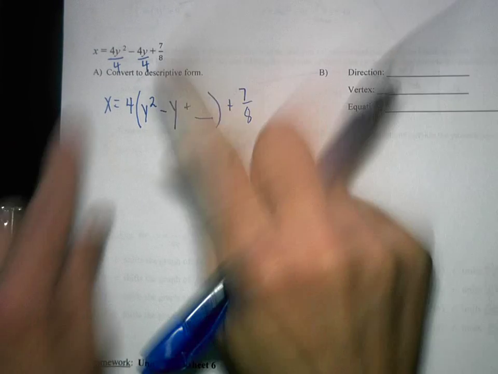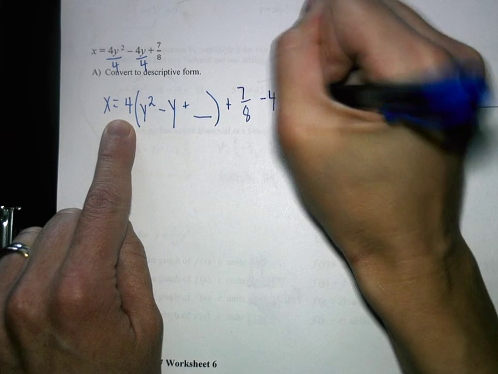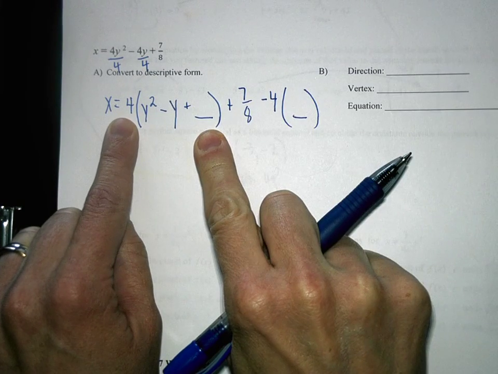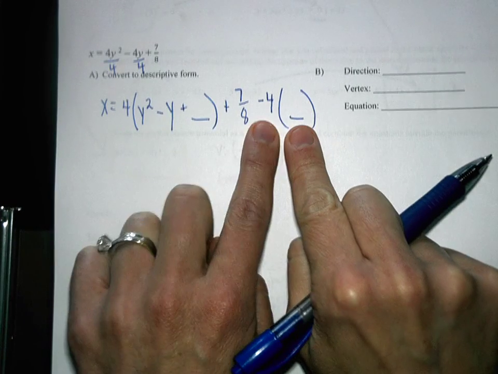Since this is a positive 4 times the blank, we need a minus 4 times the blank. So remember, we're always balancing. If this one's positive, this one's negative. If this one was negative, then this one would be positive.